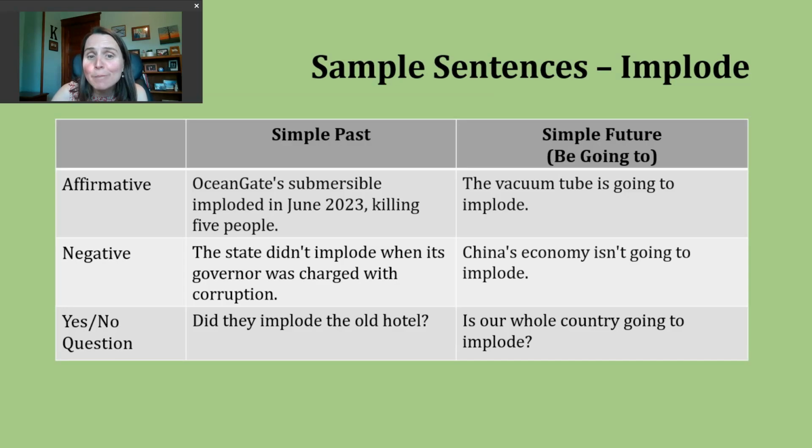Ocean Gate's submersible imploded in June 2023 killing 5 people. Now, this is a sad but true statement. Here we're talking about this type of thing that could go deep under the water. It was designed to go explore the wreckage of the Titanic, the very famous ship.